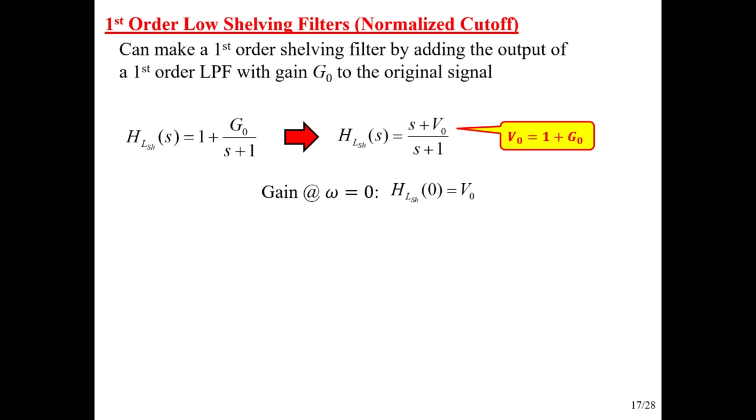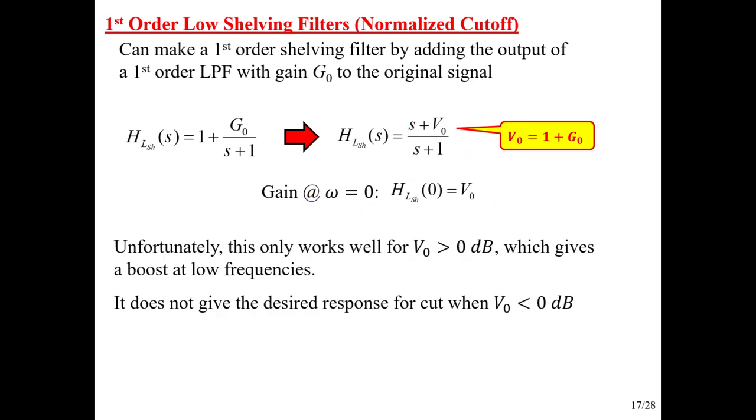If we look at the gain at omega equal to 0, well, that would be s equal to 0, so that's gone. We get V0 over 1. So the frequency response at low frequencies is going to be equal to V0. That's why this V0 is the important physical parameter that we're interested in, and we don't care about G0.